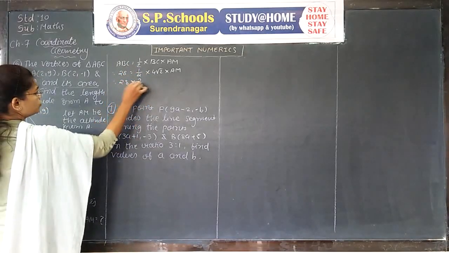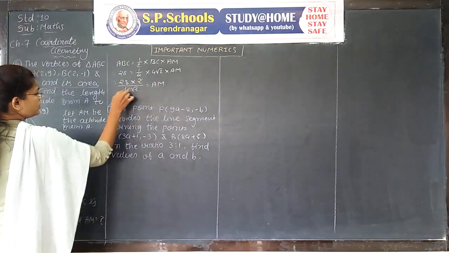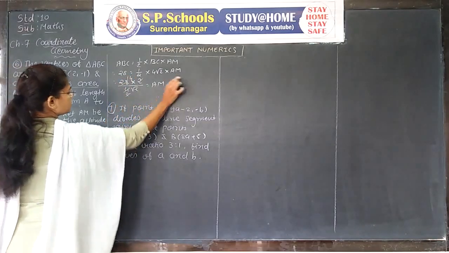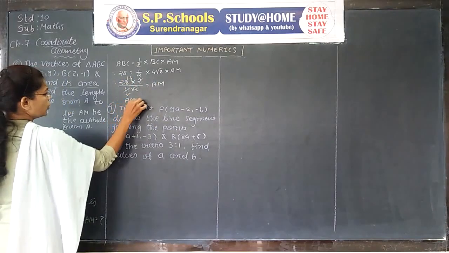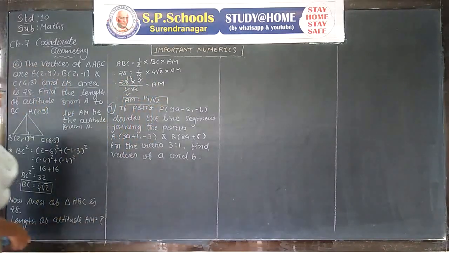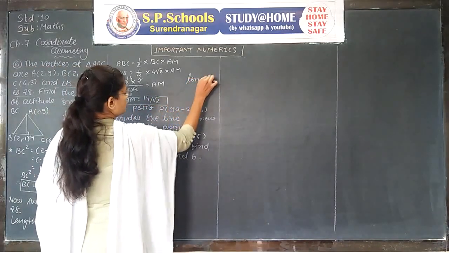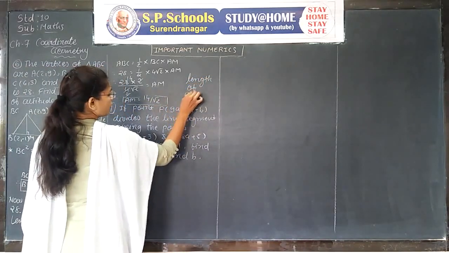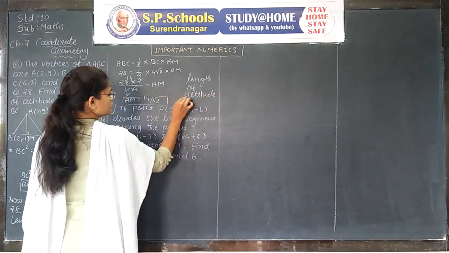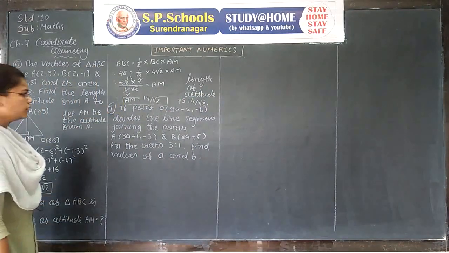28 into 2 upon 4 into root 2 is equal to AM. Cutting is possible: 2 2s are 4, and here is 14. That's why AM is equal to 14 upon root 2. The value of AM is obtained, which means the length of the altitude is 14 upon root 2. Let's see the next numerical.